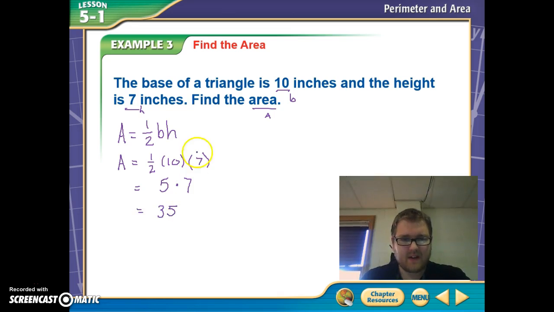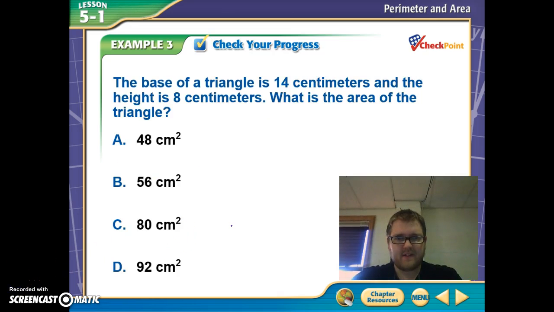Now notice we're multiplying inches by inches. So inches times inches is going to give me inches squared, or squared inches. And my area is 35 inches squared. So go ahead and pause the video, take a look at this problem, jot down your answer on your note sheet.